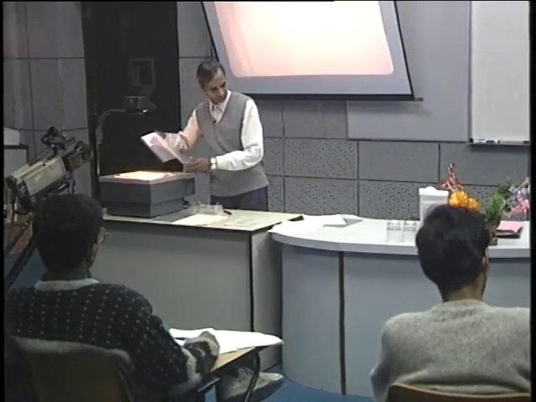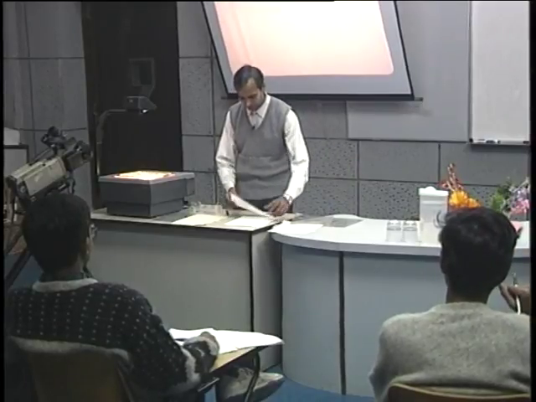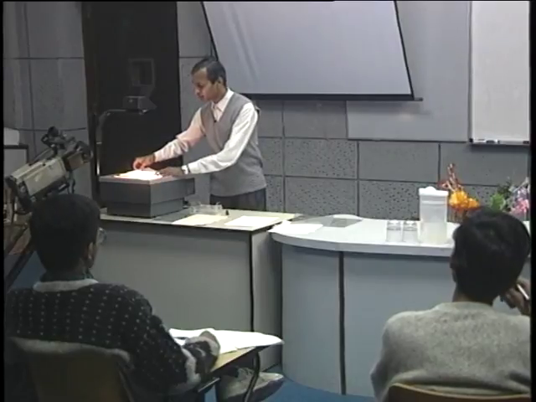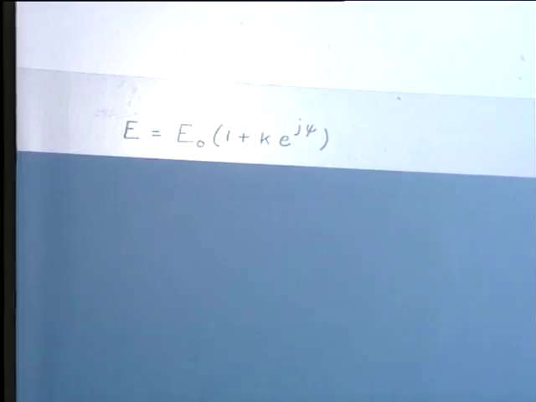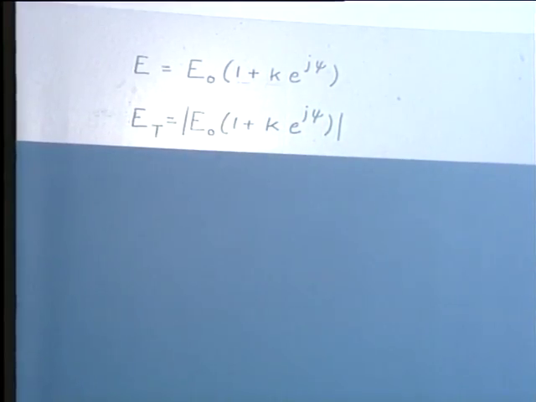And therefore, we can proceed further and say that the total field is given by E equal to E naught times 1 plus k times e to the power j psi. The reason for these factors should be obvious. K is the factor by which the amplitudes are different, and psi is the phase difference that we have just evolved. And therefore, this is the total electric field, and as I said, we do not really need to consider the vector addition because they are both in the same direction, and the magnitude of the total field can be found out by considering the magnitude of the expression on the right hand side. All right. Conceptually, that is how it works.